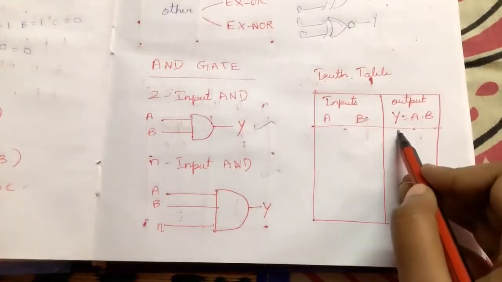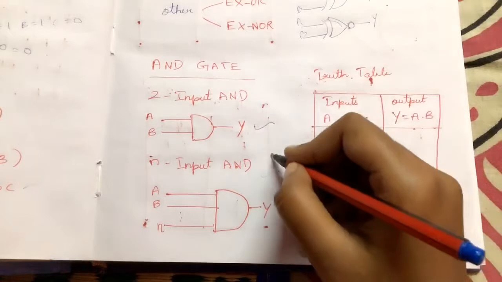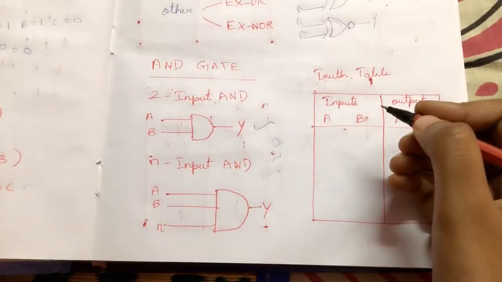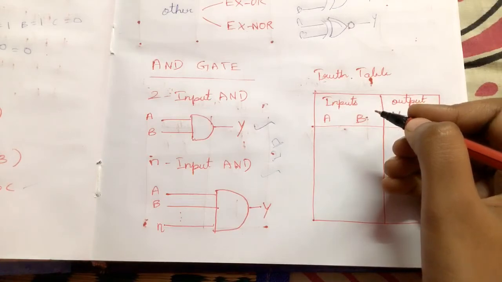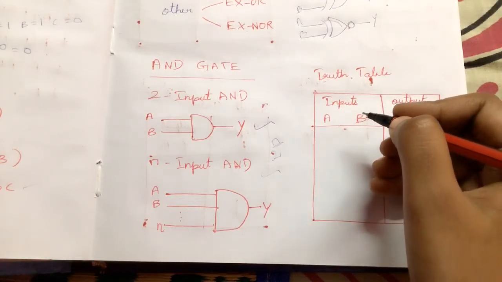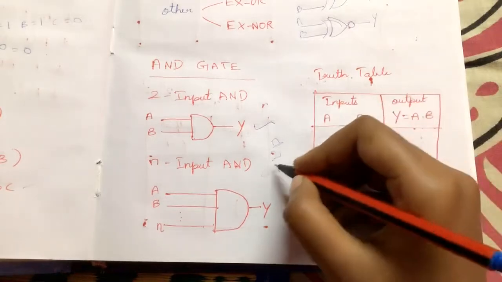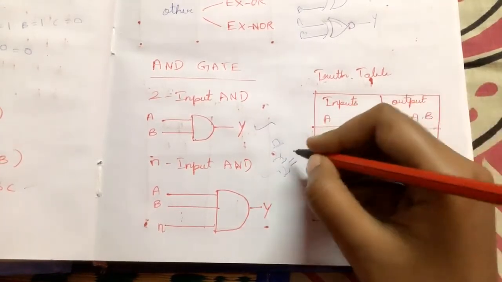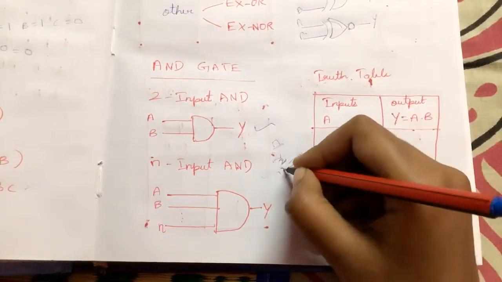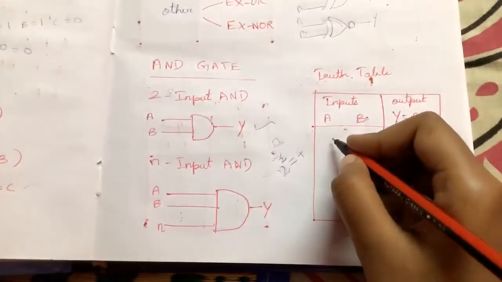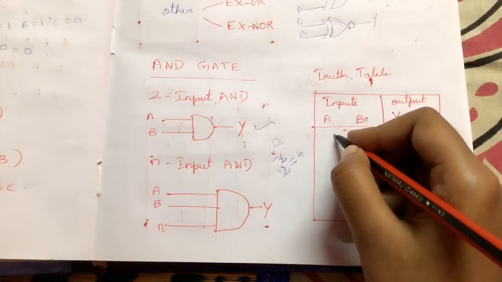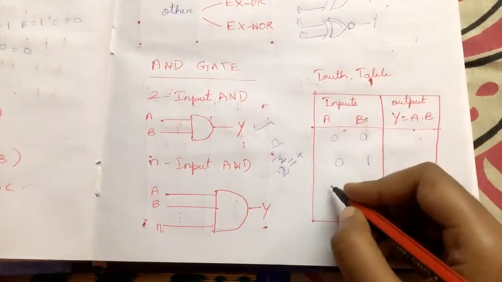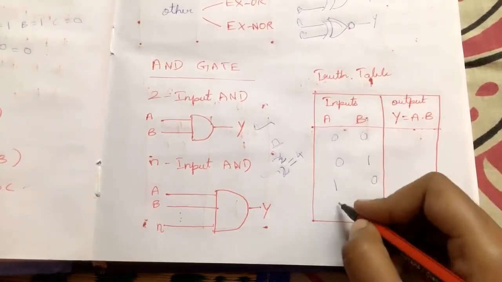So now we are going to the truth table. As I said, 2 to the power of N, where N is nothing but the number of input units we are going to give. Here we are going to take only 2 to the power of 2, and it is 4. So here I am going to take the 4 combinations. The 4 combinations are 0, 0, 0, 1, 1, 0 and 1, 1.